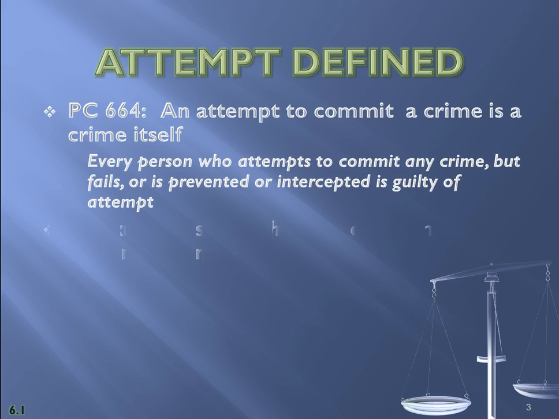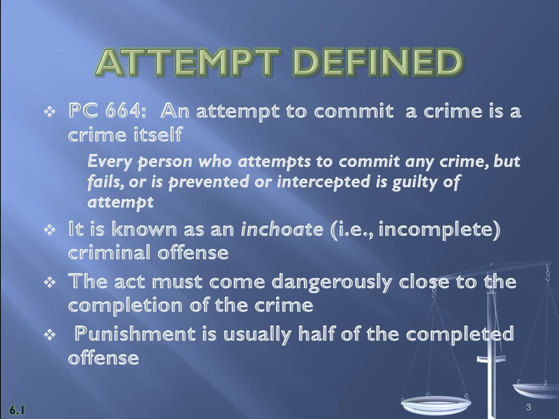So as we jump into Chapter 6, and again, we're talking about attempts, solicitation, obstructing justice, and conspiracy, we're going to start off with attempt. And we've already gone through a lot of information that talks about what a crime is, and we've even talked about the elements of crimes. So what about those crimes that are actually not completed? That's where this attempt comes in.